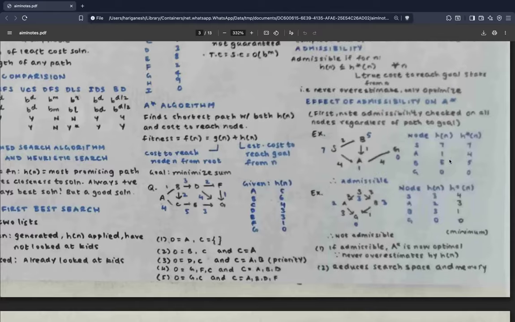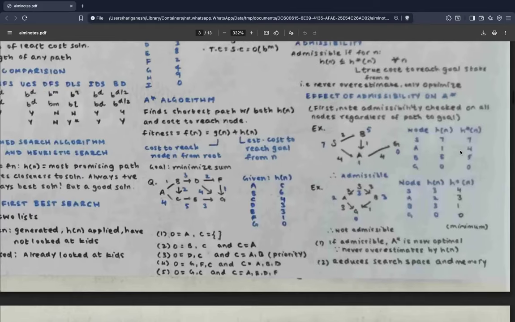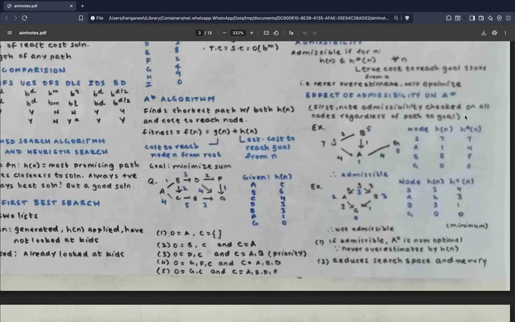So the h star of n is going to be 4 because that's what the actual cost was to get from G to A. To go from G to S, the cheapest way to do that is going to be to go from G to A, then A to B, and then B to S, because 1 plus 2 is 3 and that's less than 4. So it's going to be 7, which is the h star of n for the S node.